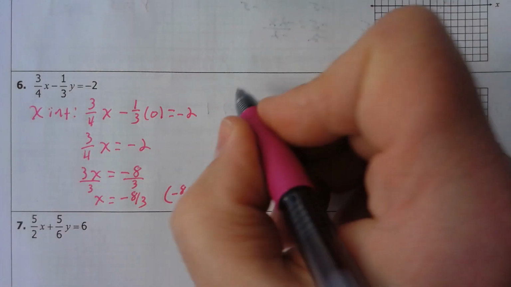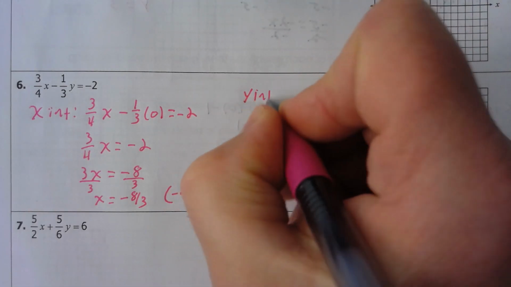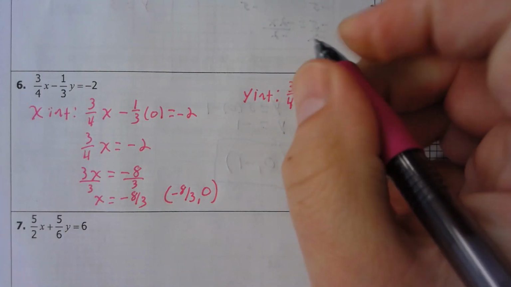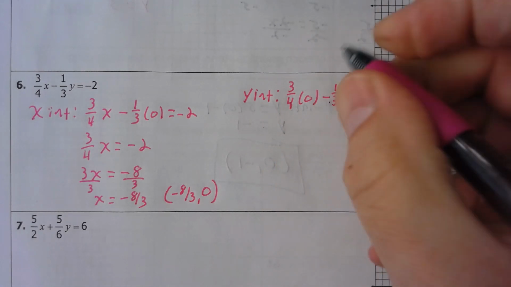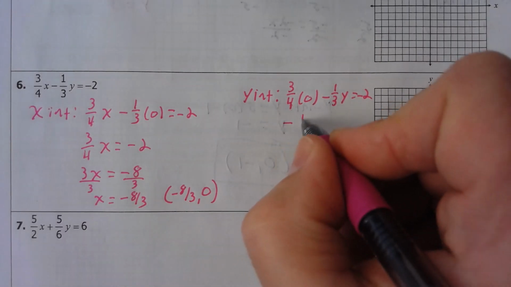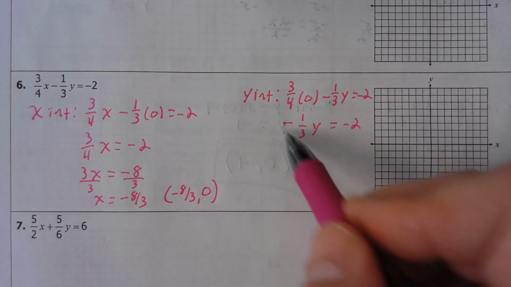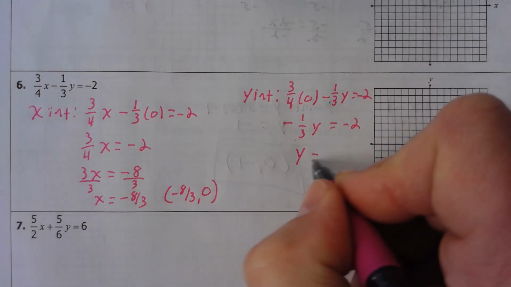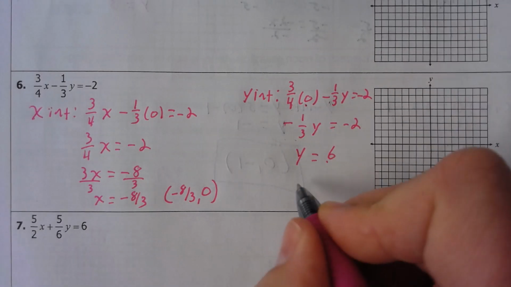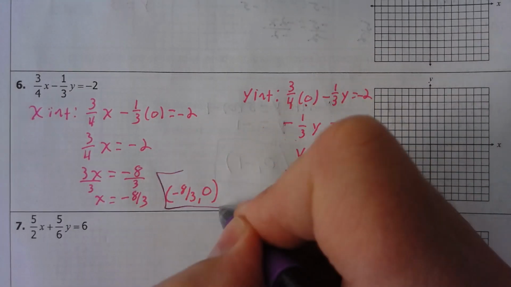So let's do the y-intercept. 3/4 times 0 minus 1/3 y is going to be equal to negative 2. So 3/4 times 0 is 0, leaves me with minus 1/3 y is equal to negative 2. So I'm going to multiply both sides by negative 3, and that's going to leave me with y is equal to 6. So when x is equal to 0, y is equal to 6. So (0, 6). And there is my other ordered pair.